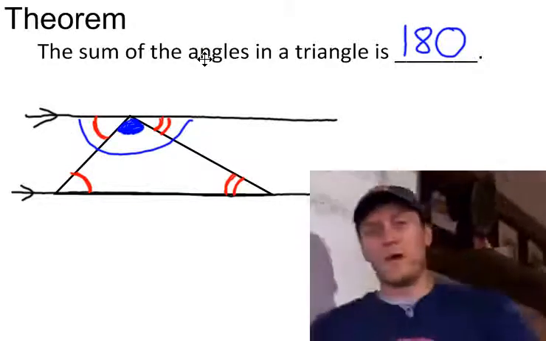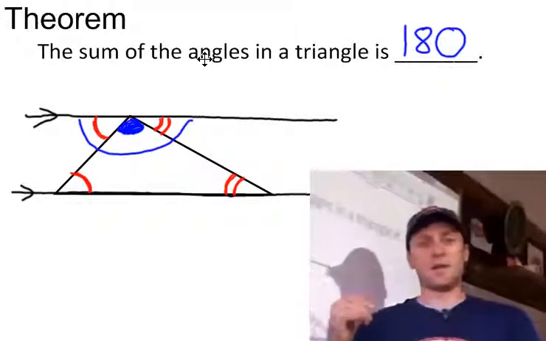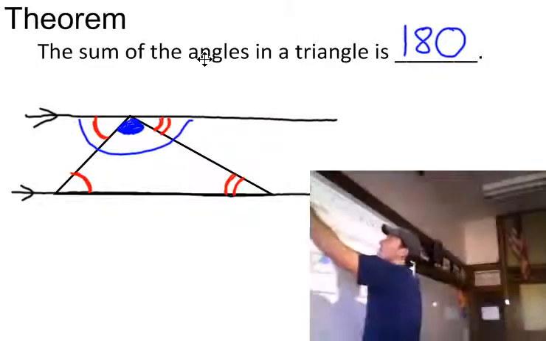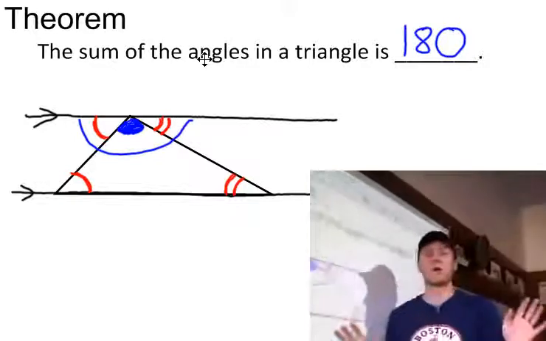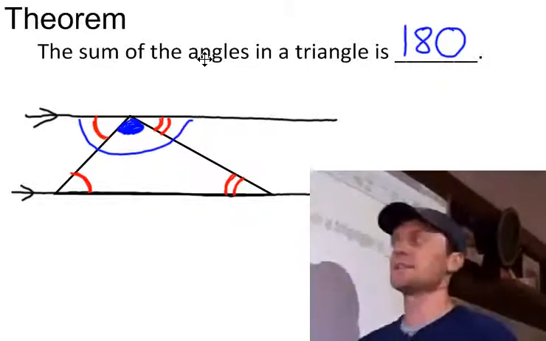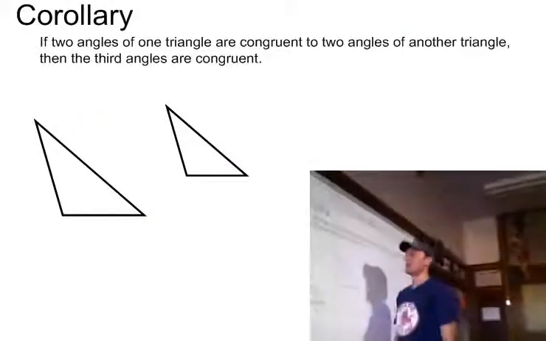And it really wouldn't have mattered what kind of triangle I have in here. It's always going to add up to 180 degrees. So we can rest assured, it doesn't matter if you have an obtuse, right, acute, equilateral, isosceles, they're always going to add up to 180 degrees.